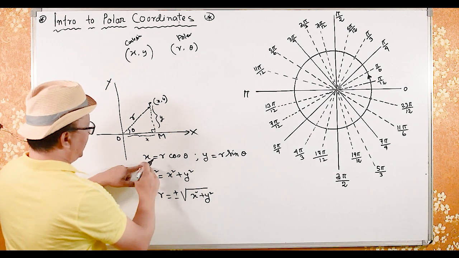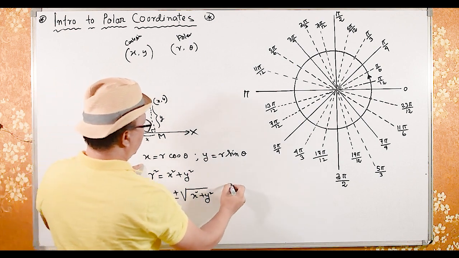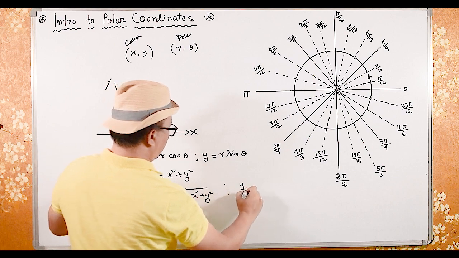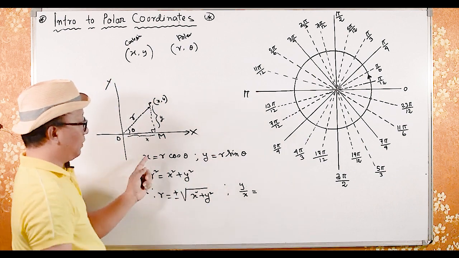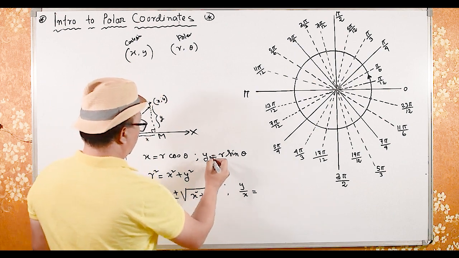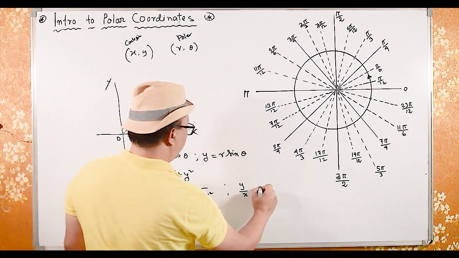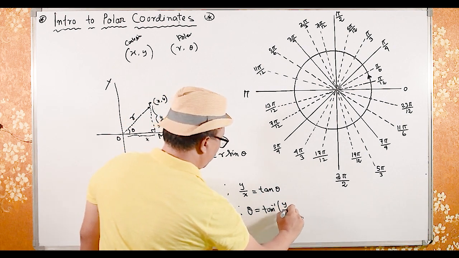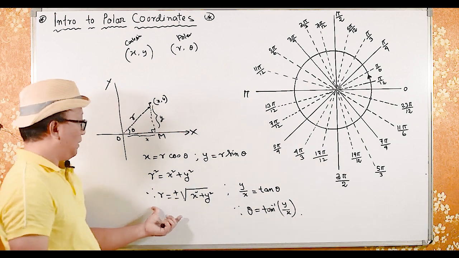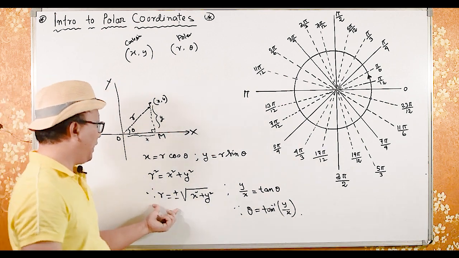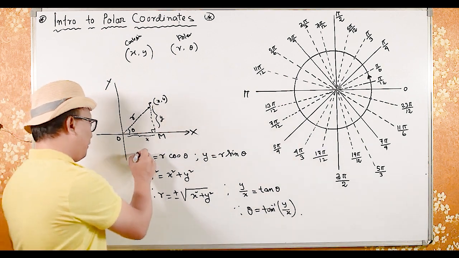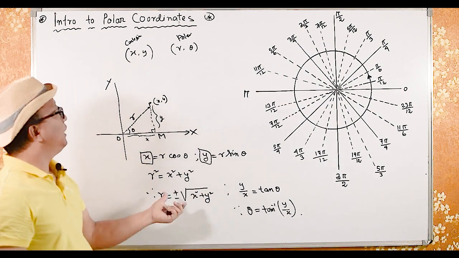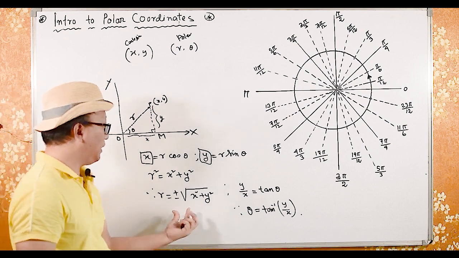Similarly, if I divide this y by x, this upon this equals r sine theta upon r cos theta. The r upon r gets cancelled. We have sine by cos, which is tan theta, so theta equals tan inverse of y by x. Now you know r. If you want to convert from Cartesian x and y into polar r and theta, you can use these formulas.